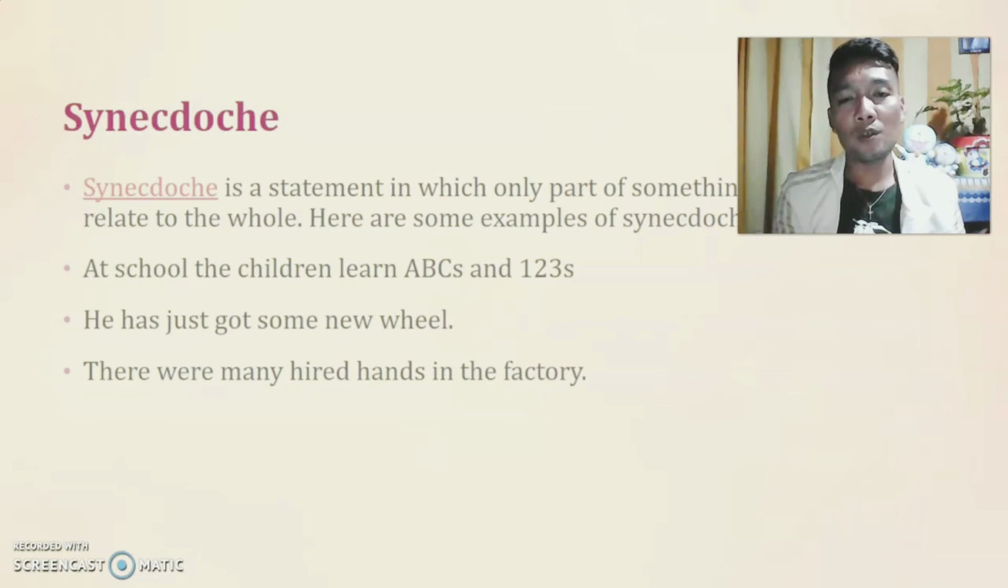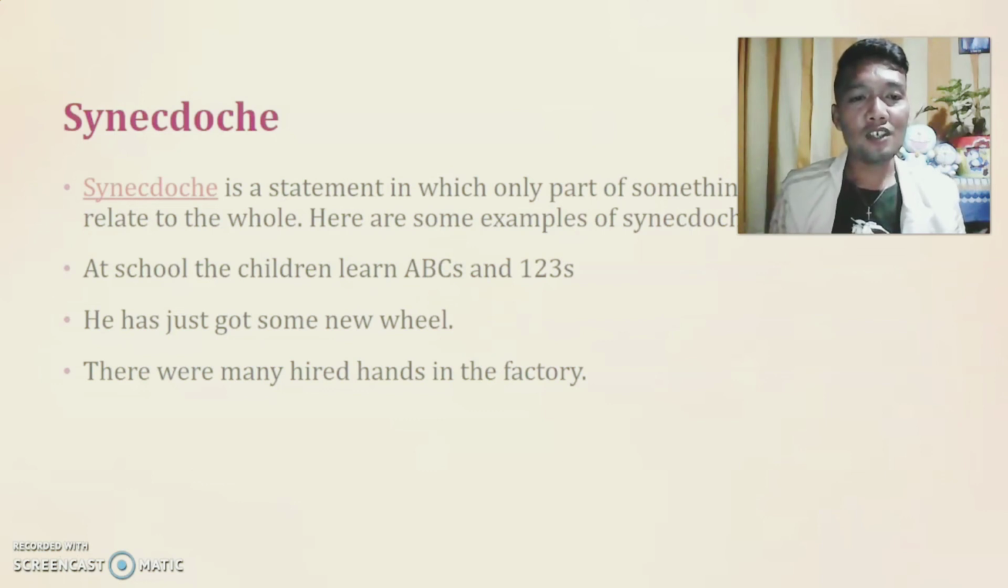ABCs and 1, 2, 3s are representations of learnings that children will get at school. So in ABCs, children learn how to read, how to write, how to speak, and how to listen. Okay, so basically, children are learning the language or learning literacy and oracy in that case. And 1, 2, 3 is a representation of mathematical subjects or topics learned by children at school.